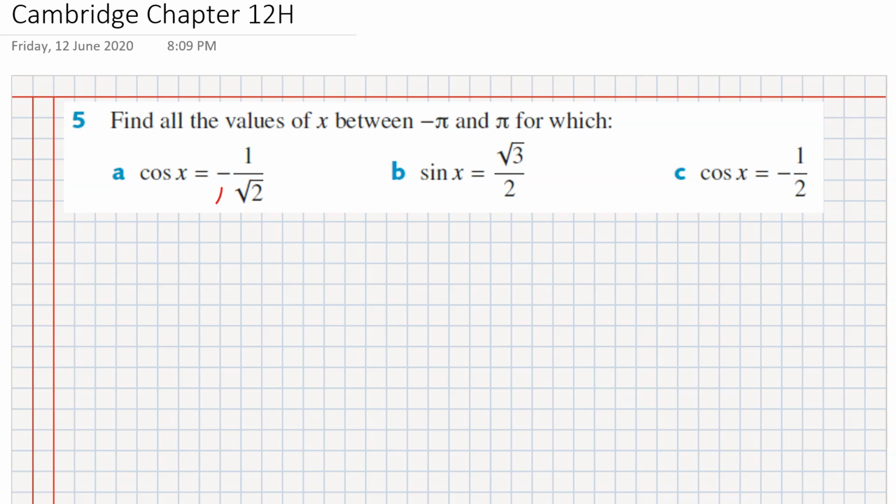you've got for A, you've got this negative here, and for C, you've got the negative here. So we'll do an example of how we deal with these sorts of problems.